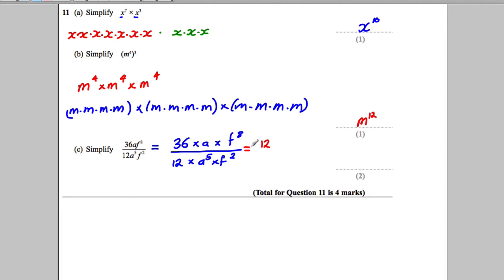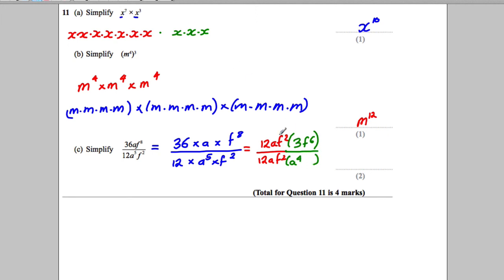So is an a, and so is an f squared. So on top and bottom, we can divide by 12af squared. And what would we get left? Well, we would get a 3f to the power of 6. And what would we get left on the bottom? Well, we would get left an a to the power of 4 and nothing there.